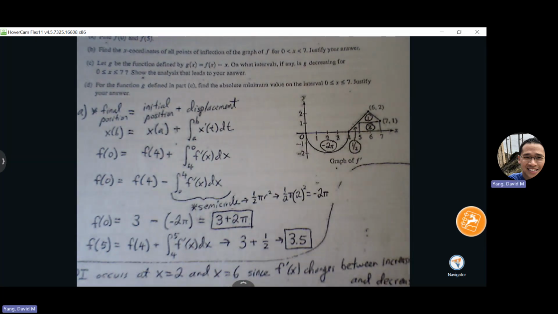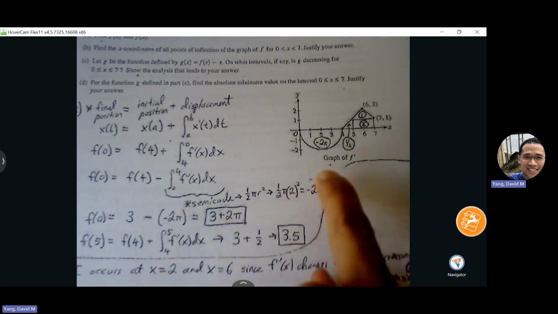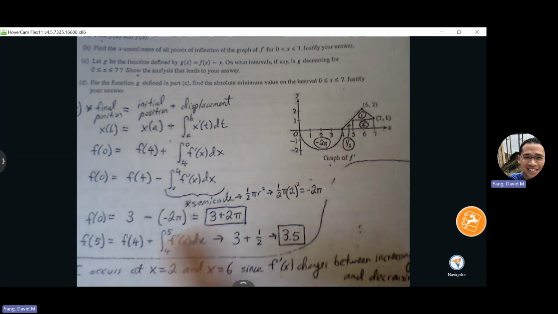And if I want to find f of 5, again, my anchor point is f of 4. And now I need to bridge the gap between 4 and 5. Now 4 and 5 is already in order from left to right, so I don't have to change the bounds. I just have to read my graph here from 4 to 5. That's just an area of 1/2. So 3 plus 1/2 is 3.5.